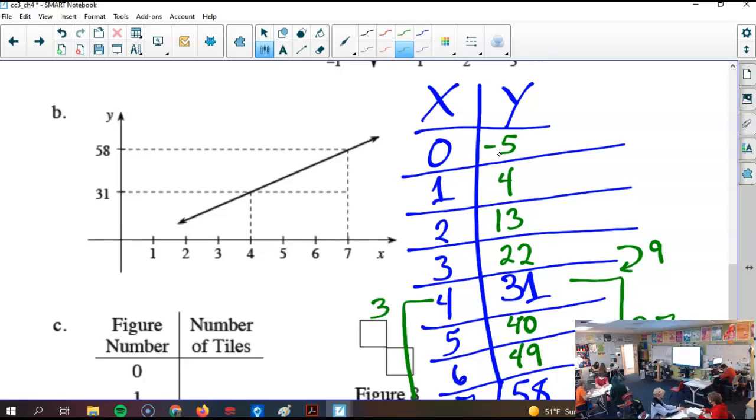Negative 2x. Alright, add. I'm gonna do figure. They already gave it. Where's 0? Where's 0? Yep, take your time.